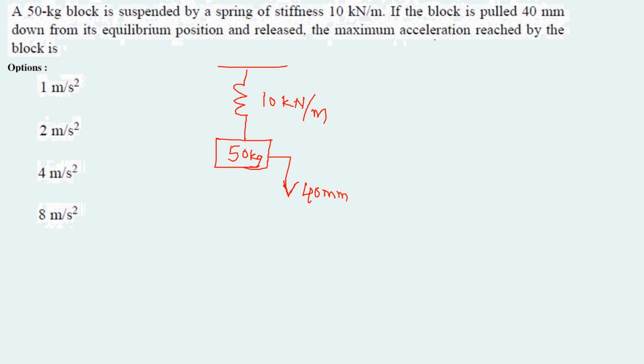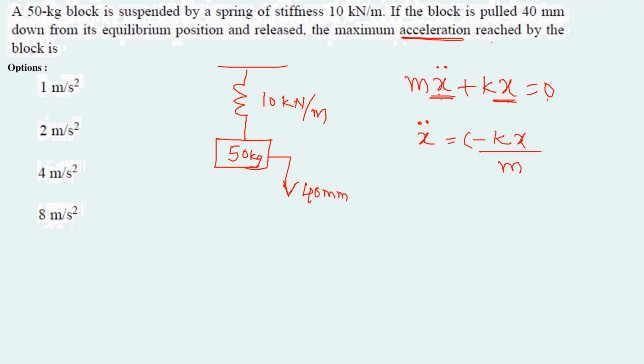The maximum acceleration, we need to find the maximum acceleration reached by the block. We know the governing equation of spring mass system is mx double dot plus kx equals 0. Here x double dot is acceleration, x is displacement or amplitude. Now we need to find acceleration x double dot, that is equal to minus kx by m. Here the negative sign signifies the acceleration is always in the opposite direction to the displacement.